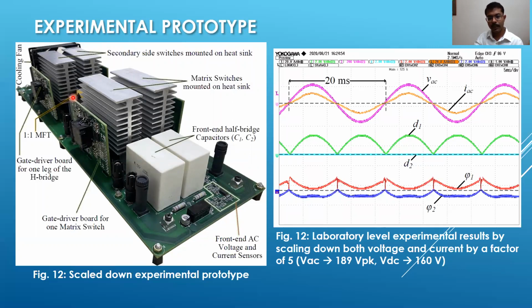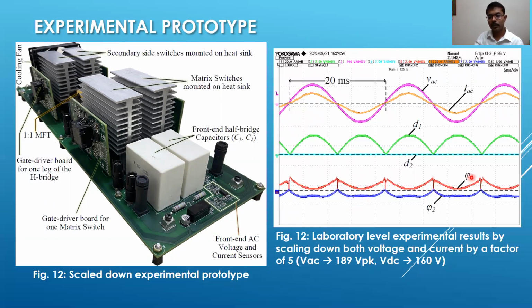And here we have the laboratory level experimental results. So you can see that we have scaled down both the primary side voltage and current as well as the DC voltage by a factor of 5, so that we can have a scaled down verification of whatever we have proposed in the modulation scheme.